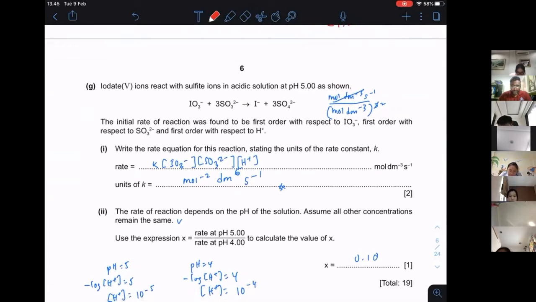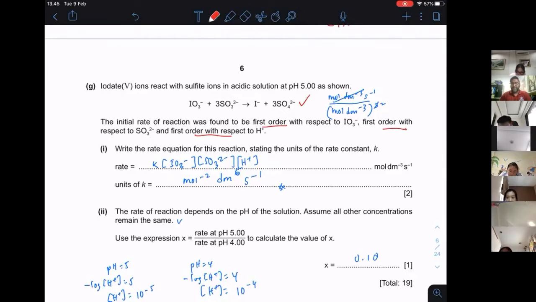Now, the next is going to be iodate ions. They react with sulfide ion in acidic solution at pH 5, as shown. So they give you this, and then they have given you some data over here. I think they are very generous in this paper. They are not asking you to identify the order of the reaction. They are giving you all the data. They tell you it is first order to this, first order to that.